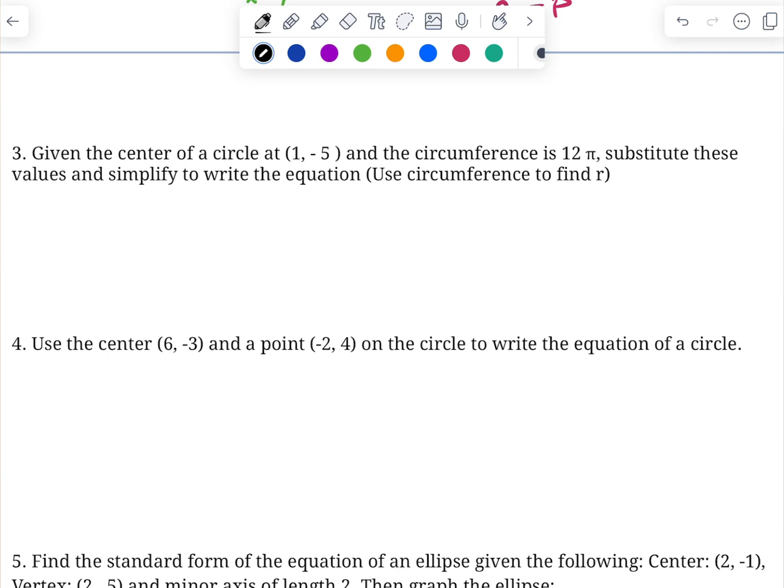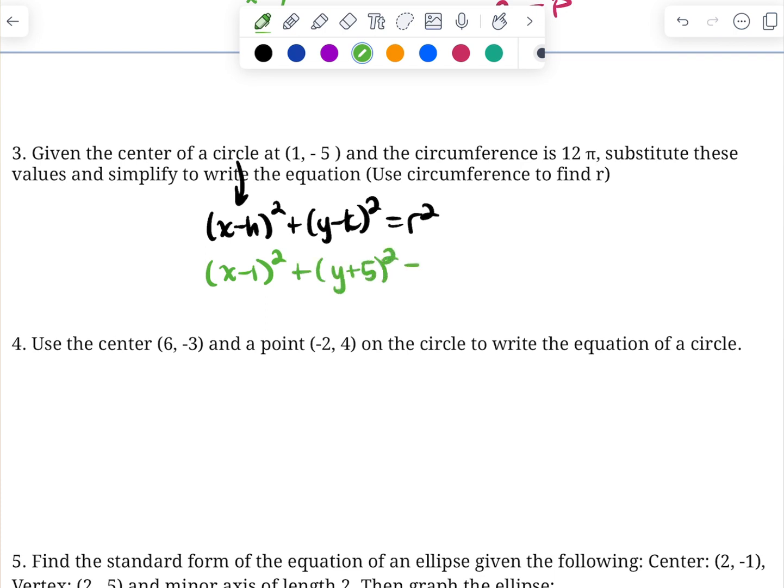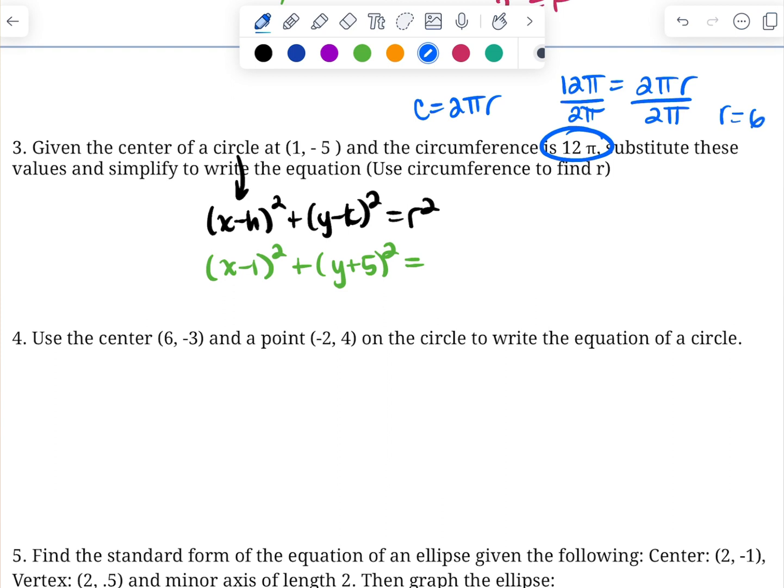All right, welcome back. So we've got a circle that we're trying to write an equation for. So that's x minus h squared plus y minus k squared equals r squared. So we're looking at x minus 1 plus y plus 5 squared equals, and then we were told the circumference is 12 pi. So the circumference is 2 pi r. So if I set 12 pi equal to 2 pi r, it would appear that r equals 6, which would make my r squared value 36.